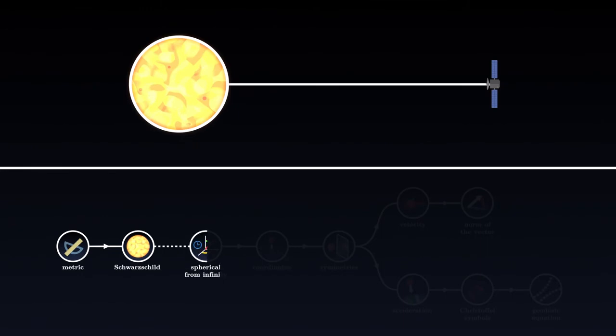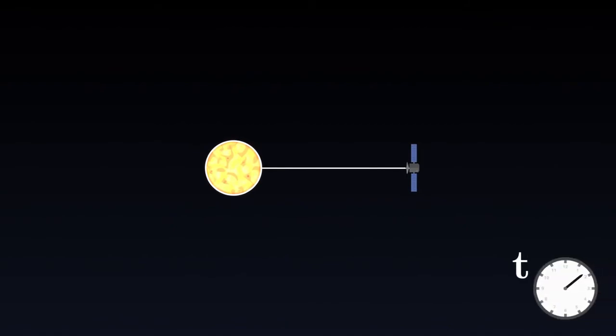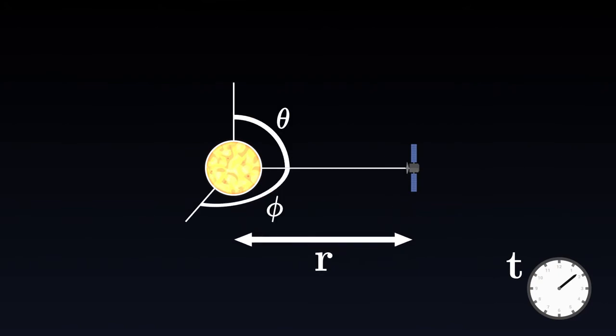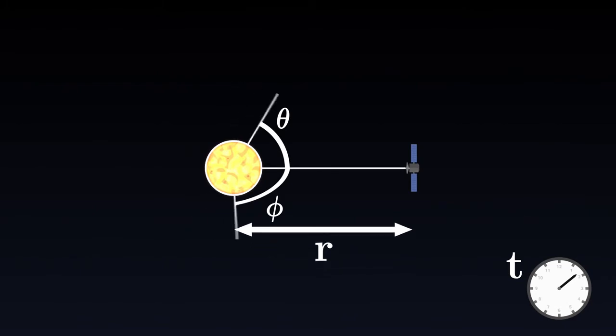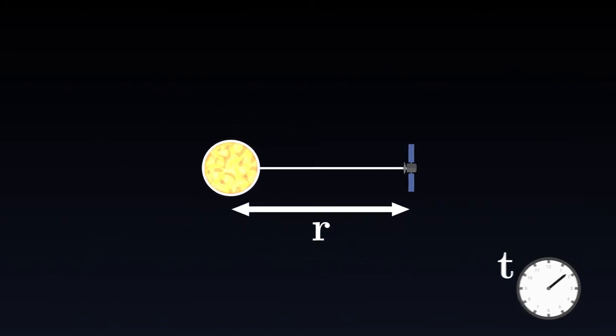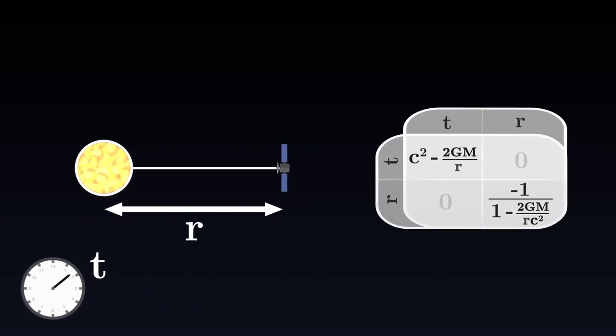We will use the same coordinates as in the previous case. We observe from a very far distance and measure the time t on our clock, the altitude r between the satellite and the center of the Sun, and the angles theta and phi. As the fall is vertical, the angles theta and phi do not vary, and we can already get rid of them. The position of the satellite depends only on its altitude and time.